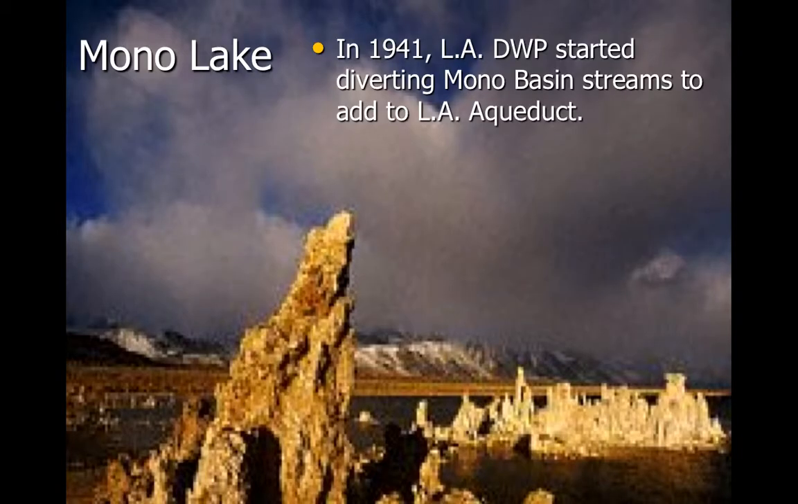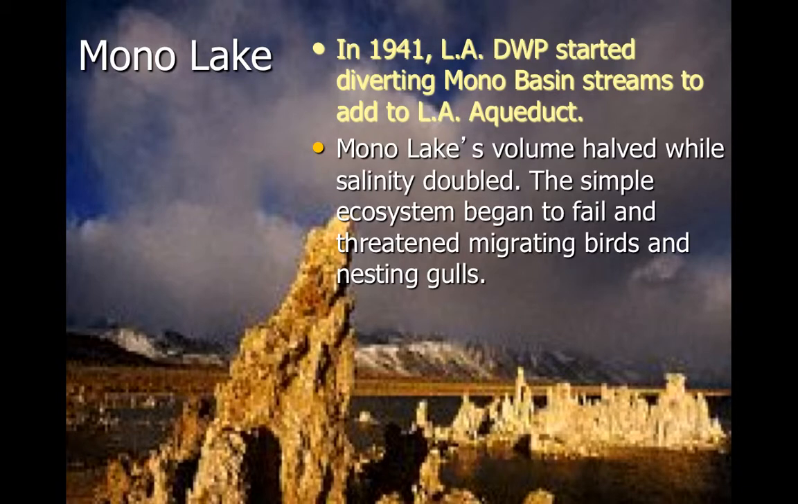The Mono Lake, again, is located in Southern California. It's where this basin took water out of the Mono Lake in order to provide water to the Los Angeles region through the LA aqueduct. And so one of the things that we noticed there is that the volume halved while the salinity doubled.